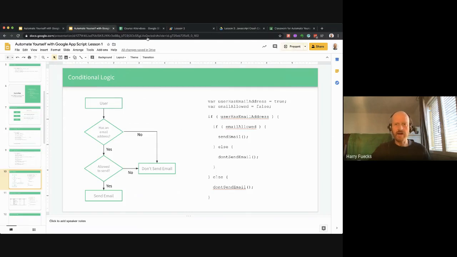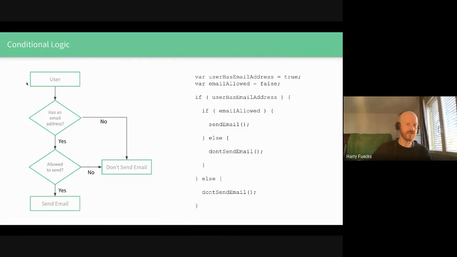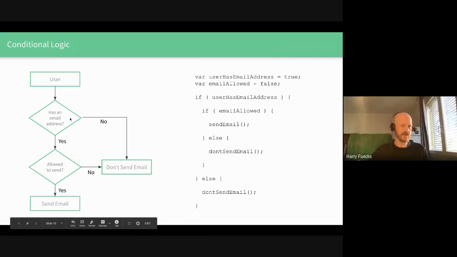All right, so let's just zoom in on this. So this is a so-called flow diagram, and if we say, let's take a user and we say, does this user have an email address? Yes. Okay. Are we allowed to send to that email address? Yes. Then let's send an email. If they don't have an email address, we don't send an email. Or if we come down here and we're not allowed to send, maybe they said they don't want to receive emails, and we don't send the email.